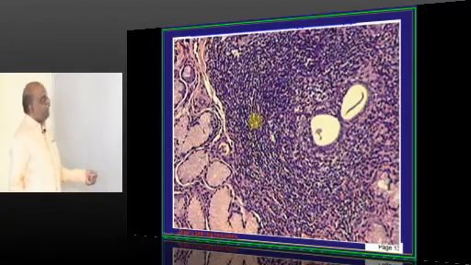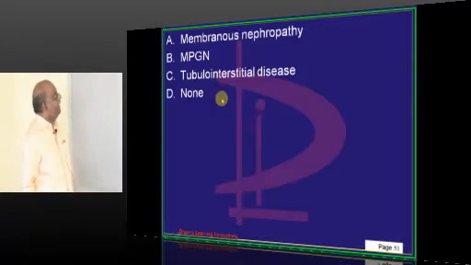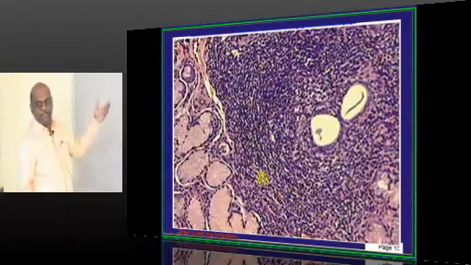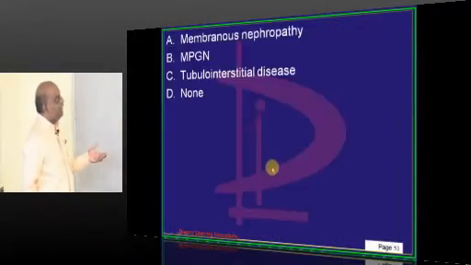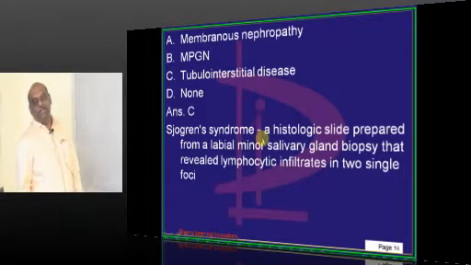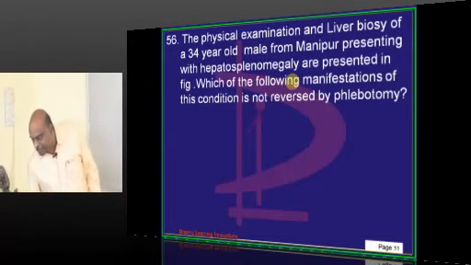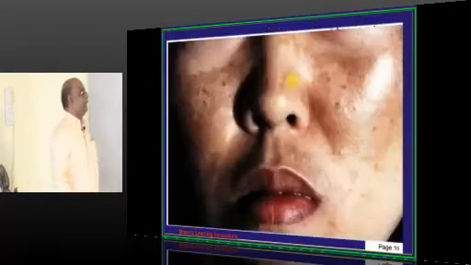Then if you do a renal biopsy, typically what do you find? You find a lot of tubulointerstitial pathology, which is the classical pathology which you see in case of Sjögren syndrome, is what I want to underscore to all of you. That's right, Vijay rightly said, Sjögren syndrome.